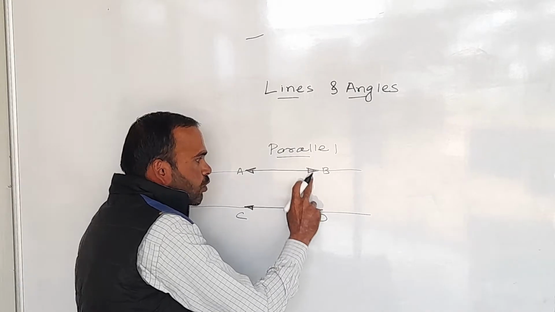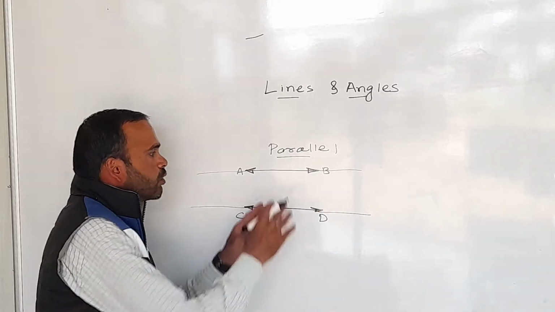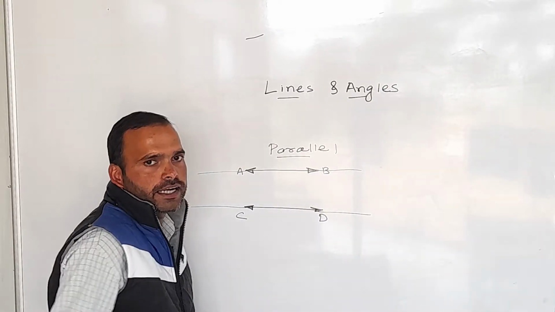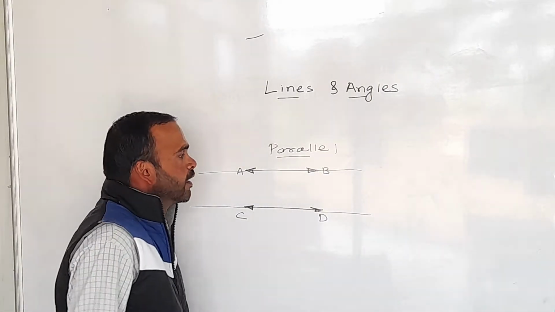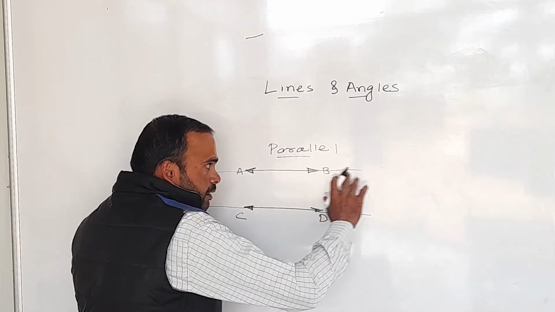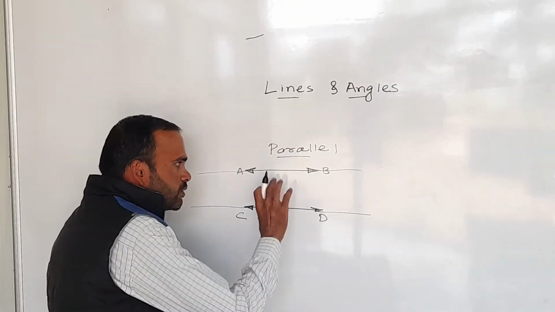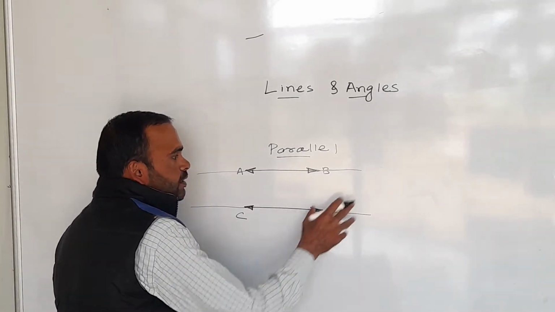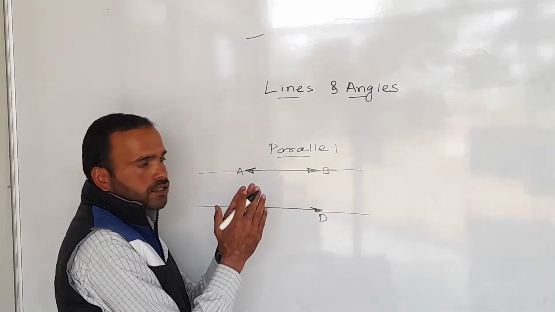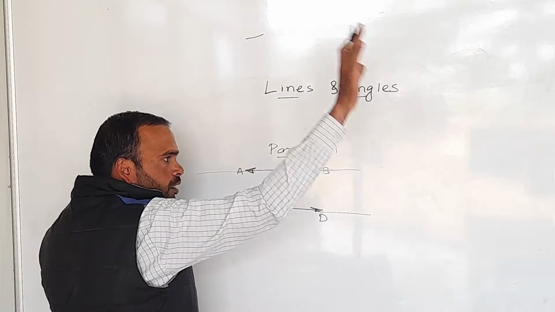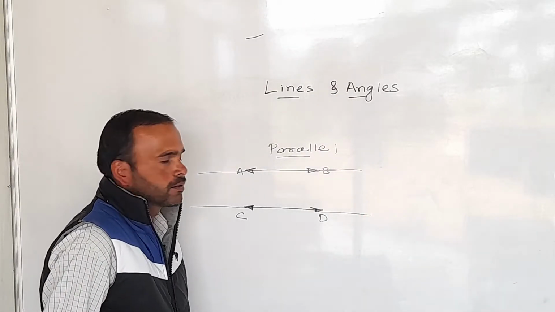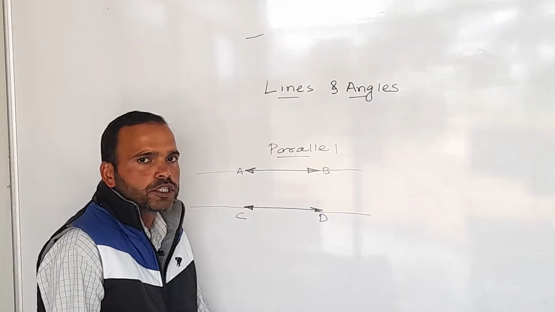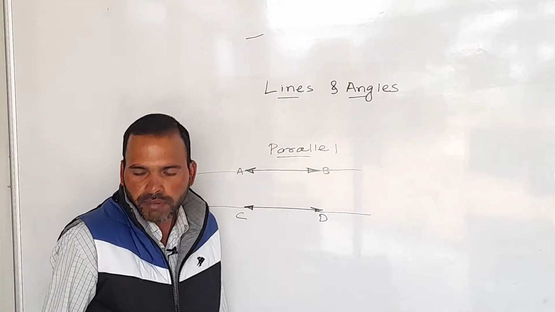Now this arrow, as we have already discussed, indicates that these lines can be extended infinitely in that particular direction. After extending these lines, as we can see from these figures, lines AB and CD are not meeting each other. They can be extended up to any infinite limit, but they will never meet each other. These particular lines are called parallel lines.